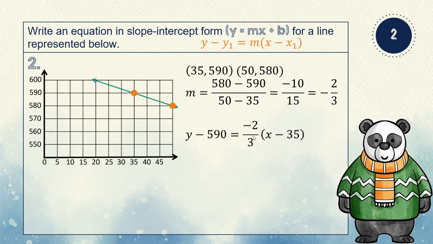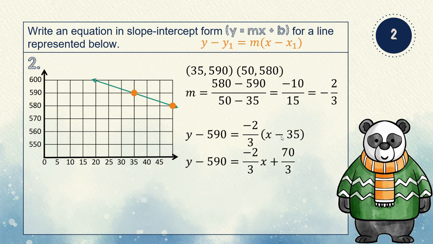Now, when I take negative 2/3 times negative 35, we do not get an integer answer, but I'm just going to leave it in fraction form. Negative 2 times negative 35 is positive 70, and then divided by 3 is 70/3.